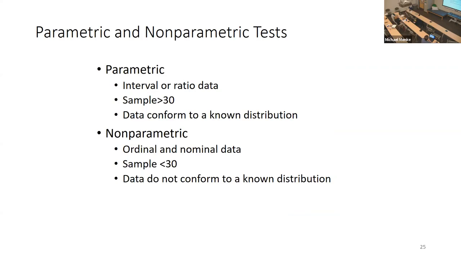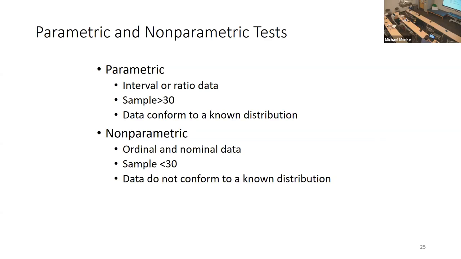So the way we choose whether to use a parametric or non-parametric test, these are kind of guidelines. And there's some leeway and flexibility, but we can use parametric tests if we have interval or ratio data, the sample size is at least 30, and the data conform to a known distribution. It doesn't have to be normal. If it's a Poisson distribution, if it's a gamma distribution, we can specify that, as long as the program knows what you think the underlying data look like.